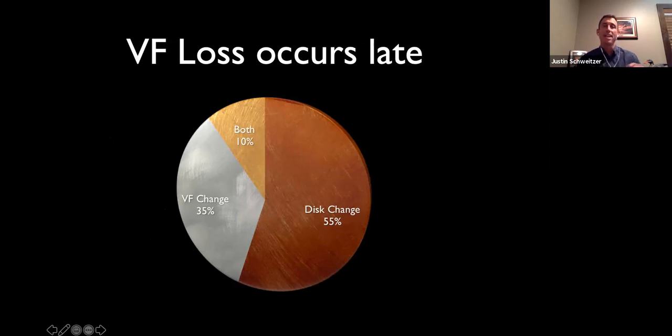Remember earlier when I said not always does structure and function match up. Not always does the visual field match the optic nerve head OCT or the retinal nerve fiber layer thinning. This is some data showing that 55% of the time there's changes happening to the disc and there's nothing happening to the visual field. 35% of the time visual field changes happen, okay, and we're not noticing or seeing it on the disc, and 10% of the time it's both. So there is some variability there. We can't always match both of these up at all times.